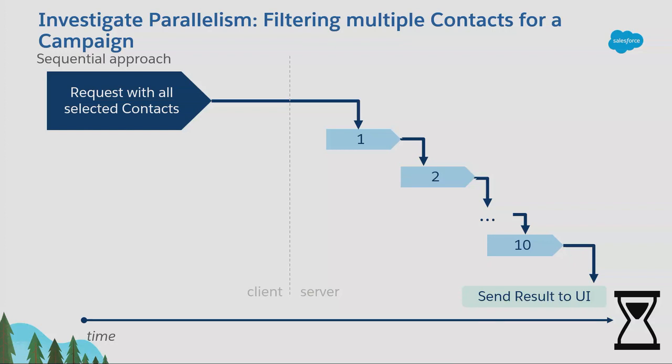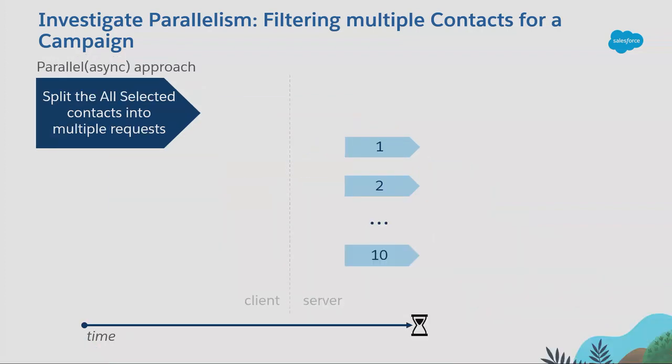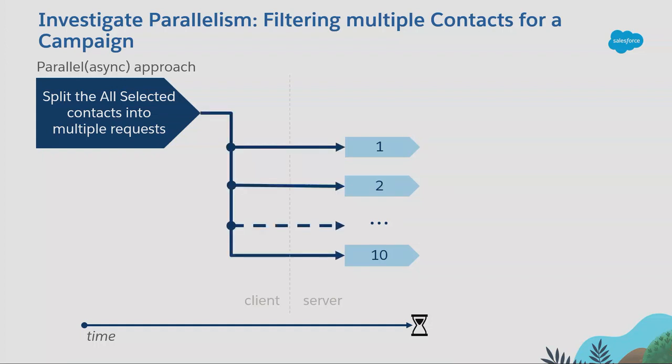If this is a relatively rare transaction, i.e. if we're not worried about taxing the Salesforce org too much because it doesn't happen often, we could try a different approach to get a faster response time. The other approach is to have the UI actually split. If you'll notice at the bottom, we've got the time axis, the small hourglass, and the axis is supposed to show that this is taking much less time.